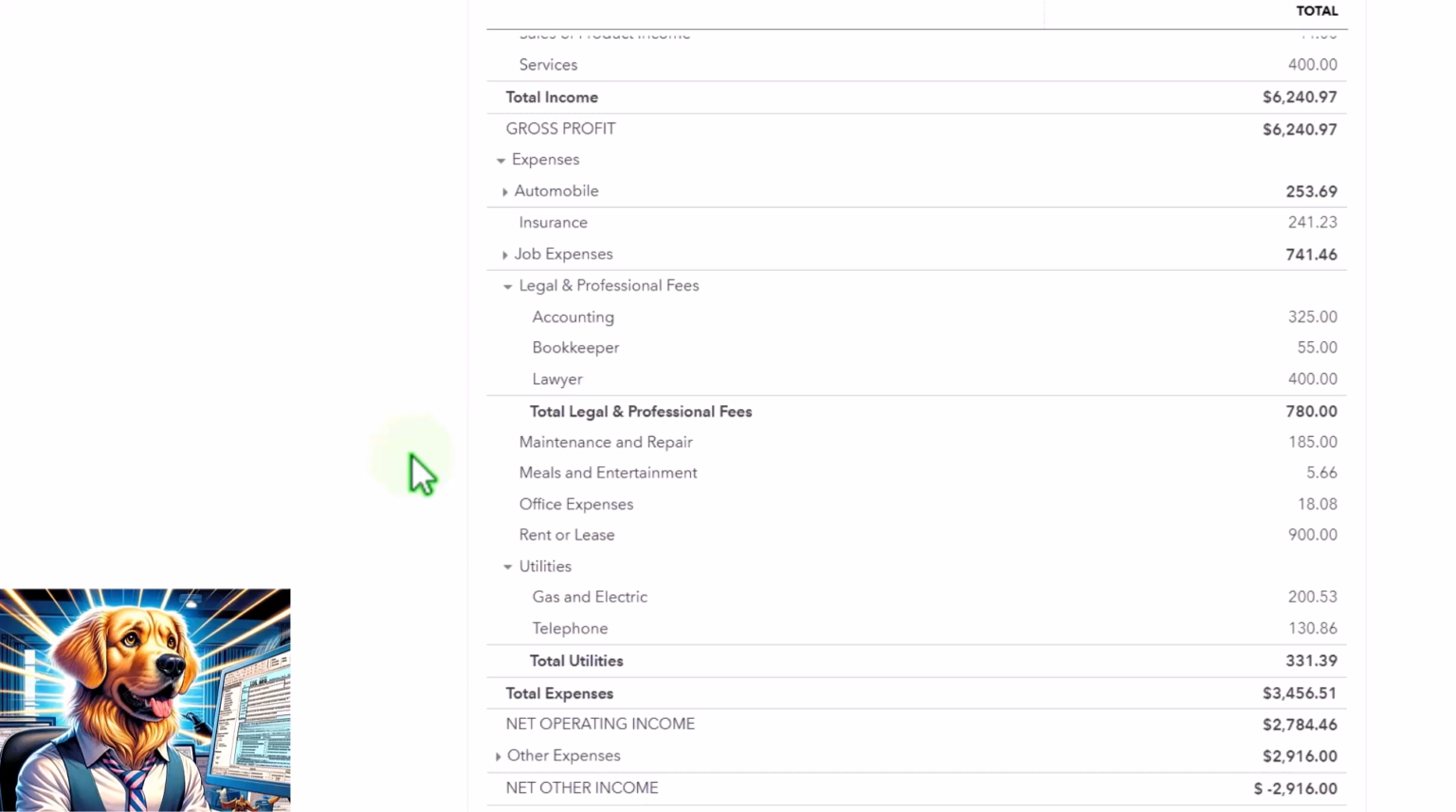So you get the idea. So you might have different expense accounts. So you want to set those up basically as you go. All right.